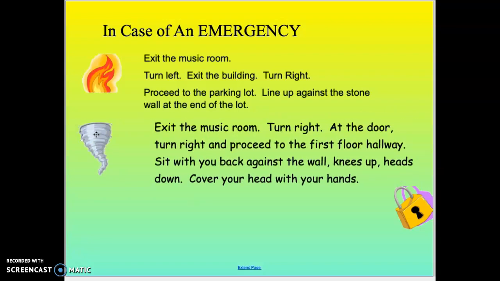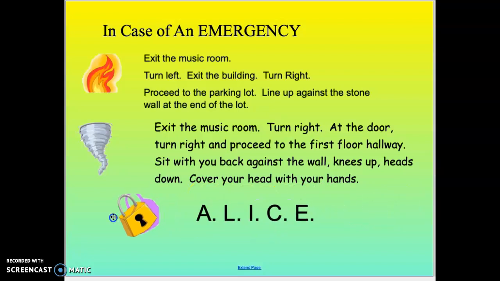In the event of a weather emergency, you would exit the music room, turn right. At the door, turn right and proceed to the first floor hallway. You will then sit with your back against the wall, knees up, heads down. Cover your head with your hands.